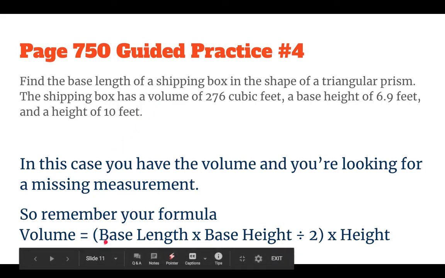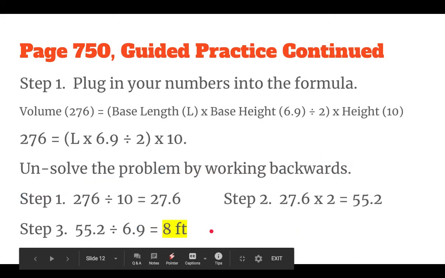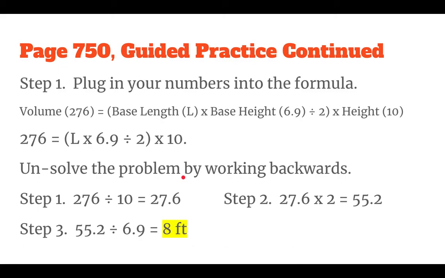So the formula, another way to think of it is this is just a way to find the whole base. Base length times base height divided by 2. That's the area of the triangle, and then you times it by height. So we're going to plug our numbers into that formula. If you're a little confused here, it's okay. I'm going to show you another example with pictures. But again, this is one where you have the volume.